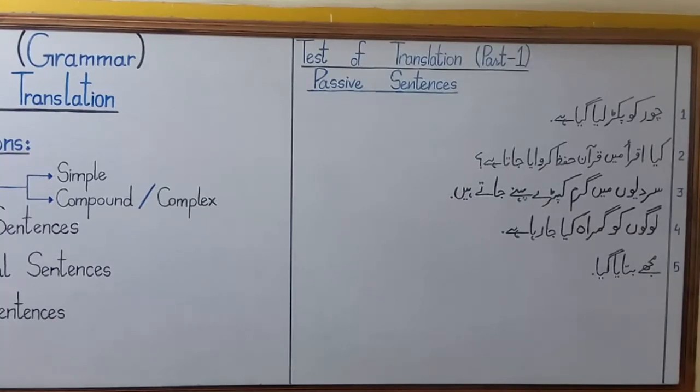मिसगाइड माने गुमराह करना. So now you can accordingly use the correct form of this verb in the sentence. लोगों को गुमराह किया जा रहा है, misguide. Number 5, मुझे बताया गया.